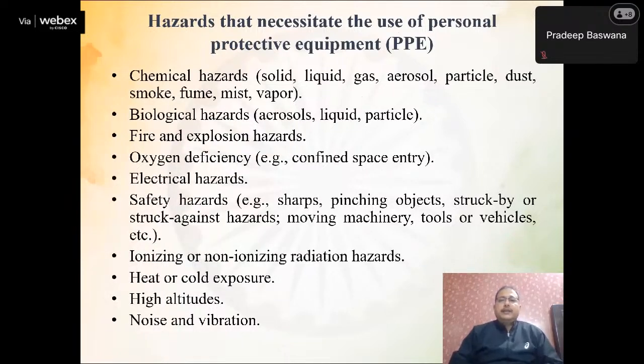Now, hazards that necessitate the use of personal protective equipment. Now, you will ask the question, why PPE? We can go anywhere, into any chemical or biological situation, enter the zone, and we can easily take care of or handle the situation. No, it is not like that.